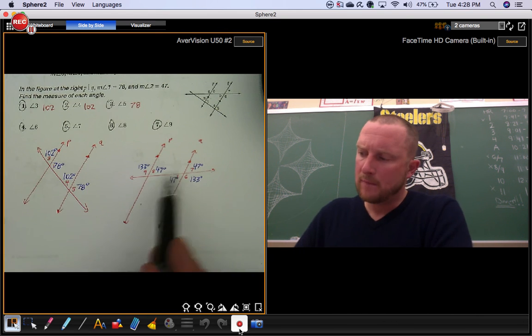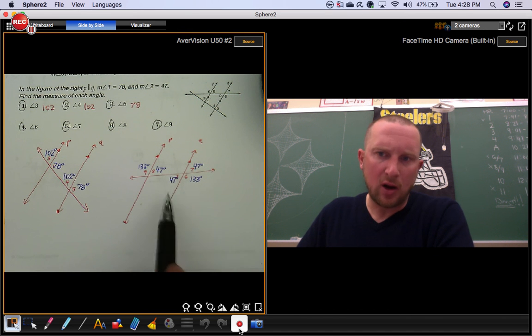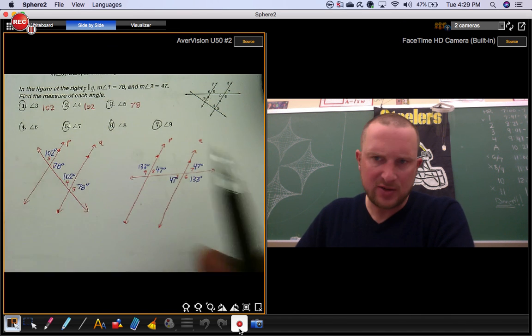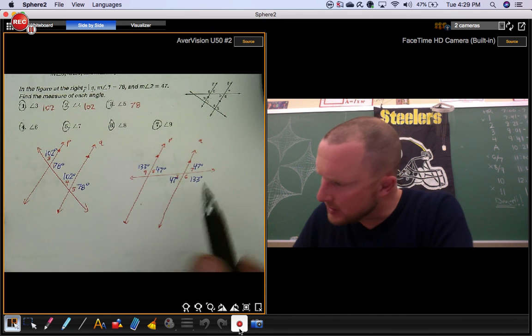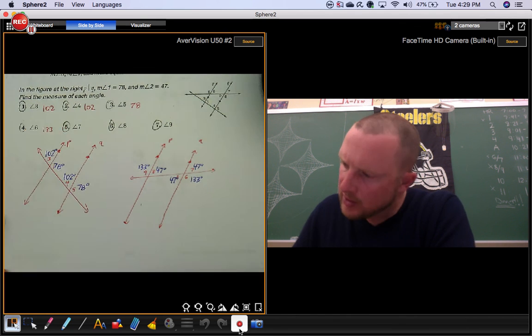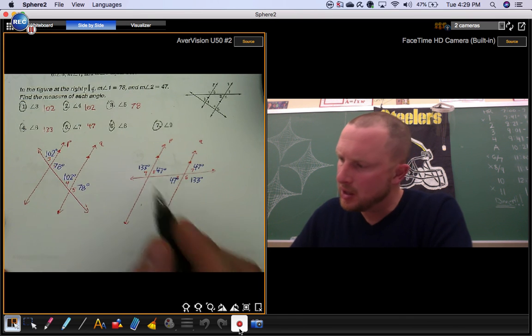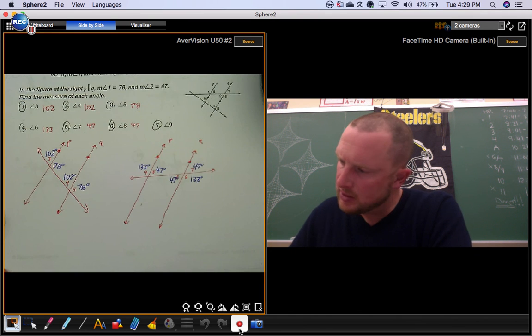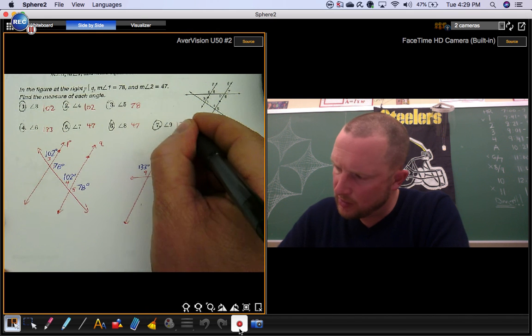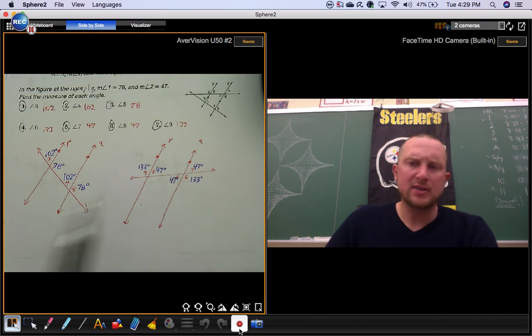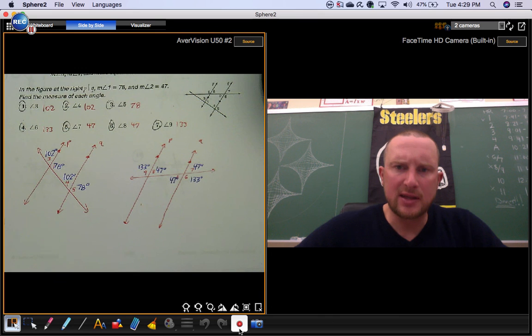So a lot of times I just enjoy working on the diagram and then answering the questions after. So angle 6 is 133 degrees. Angle 7 is 47 degrees. Angle 8 is 47 degrees. Angle 9 is 133 degrees. If you just left your answers on a diagram that's drawn separately, that would be acceptable too.